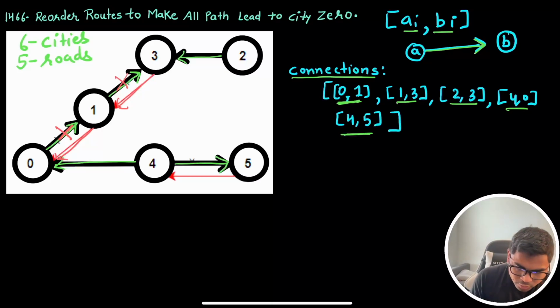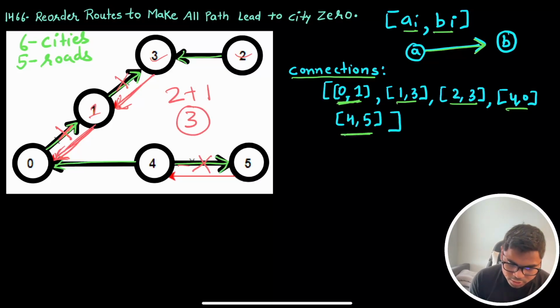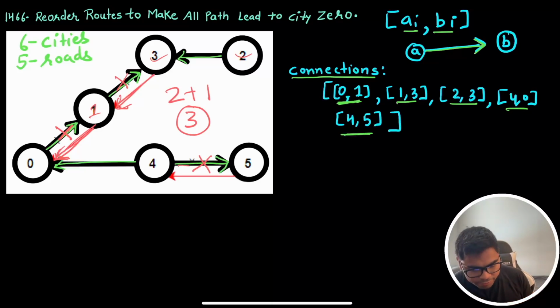And then there is already the road from 2 to 3, so 2 can travel to 3, and 3 we already flipped. This city has a path to 1, and 1 has a path to 0 because we also flipped that one. So that is why we flipped these 2 roads. Then we don't need to flip the one from 4 to 0 because there is a direct path, and from 5 to 4 there is no road, so we will cancel this one and flip it. So there are basically 3 roads that we need to flip.